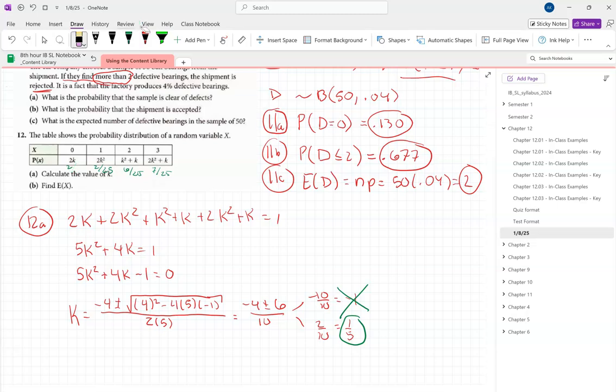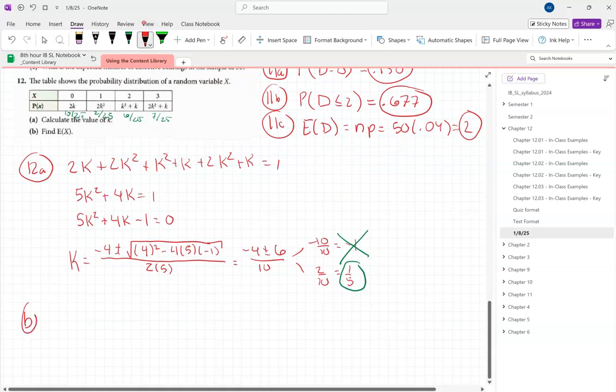And I guess let's write that as 10 25ths. So quick check, 10 plus 12 plus 6 plus 7 is 25. Everybody's okay there?